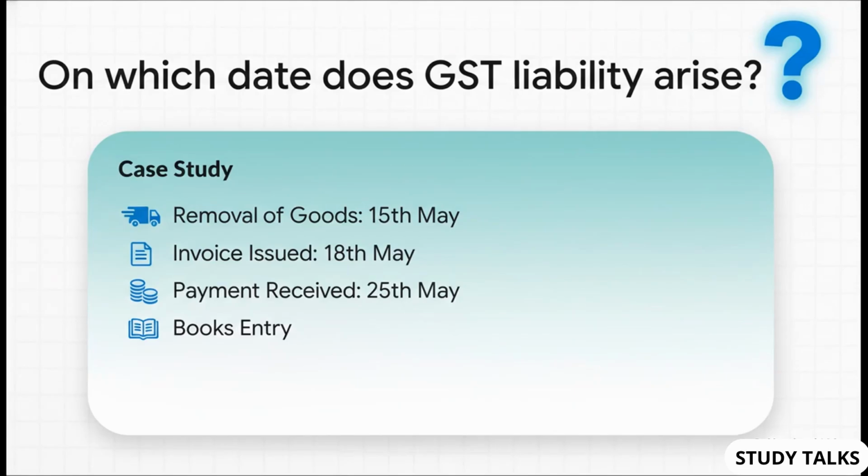All right, let's not waste any time. We're going to start with a classic exam-style problem. Look at this, 4 different dates for one simple sale. Now, the big question is, on which of these dates does the government say, okay, time to pay up? Go on, take a guess. Pick a date in your head. You got one? Good. Let's see if you're right.